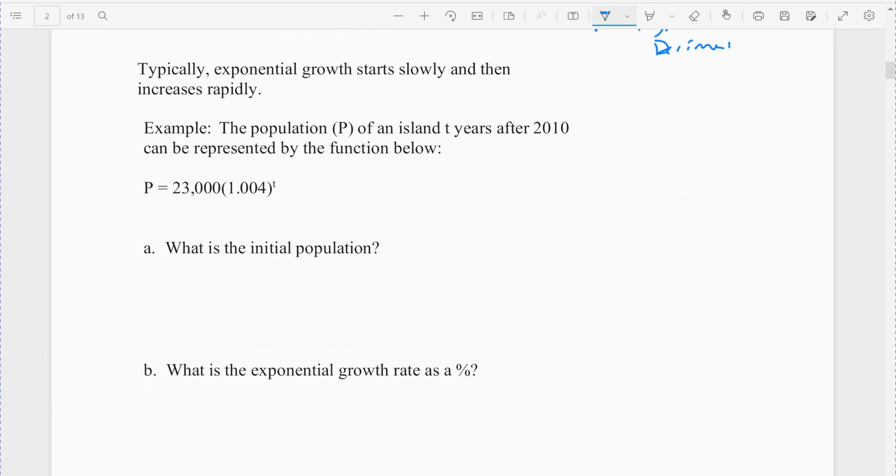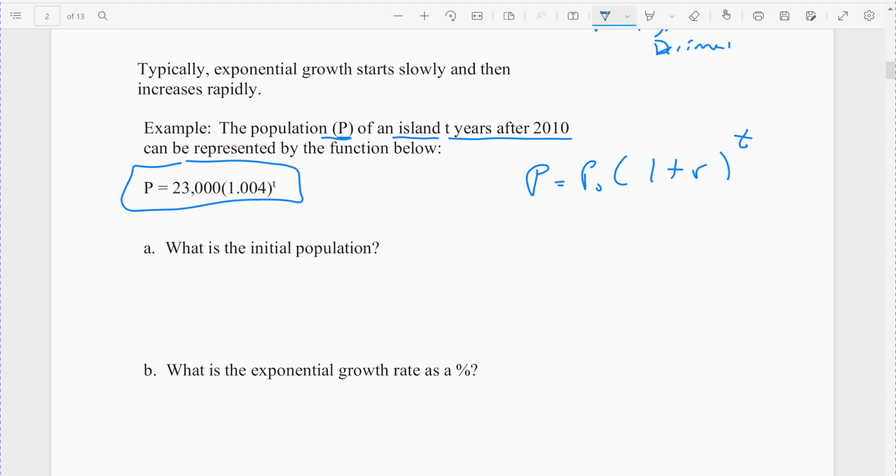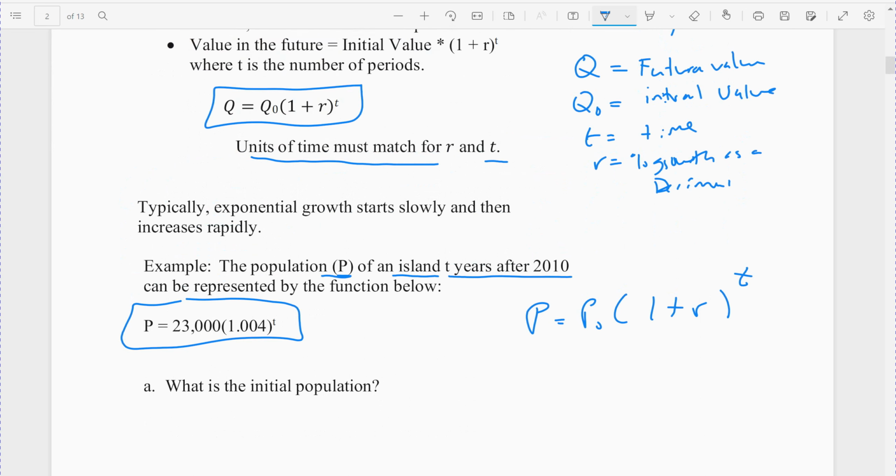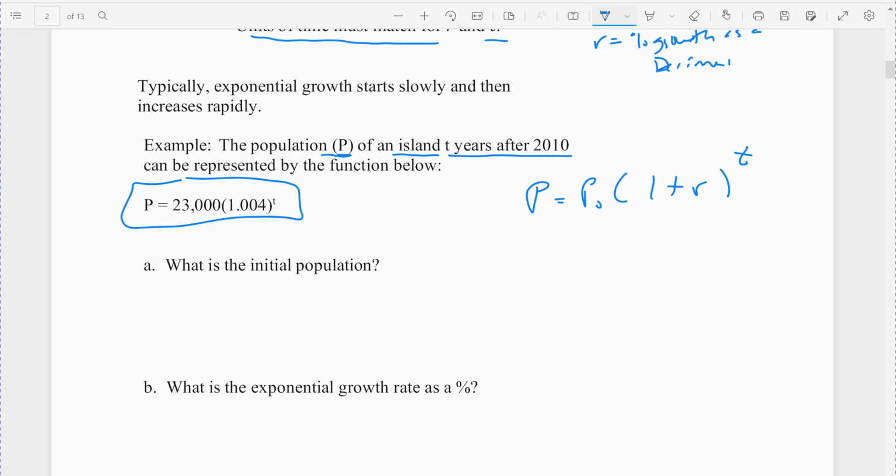So a typical example would be exponential growth, which starts slowly and then increases rapidly. Suppose this exponential equation, where P stands for the population of an island T years after 2010, is represented by this equation. Just recognize what the parts are. Remember, that's the generic equation. The quantity in this case is a population size: 23,000 times 1.004 raised to the t.